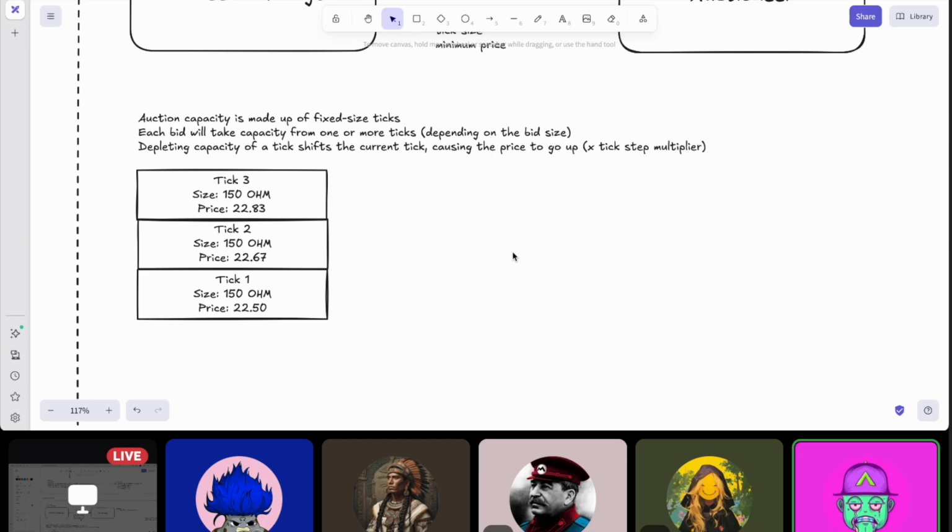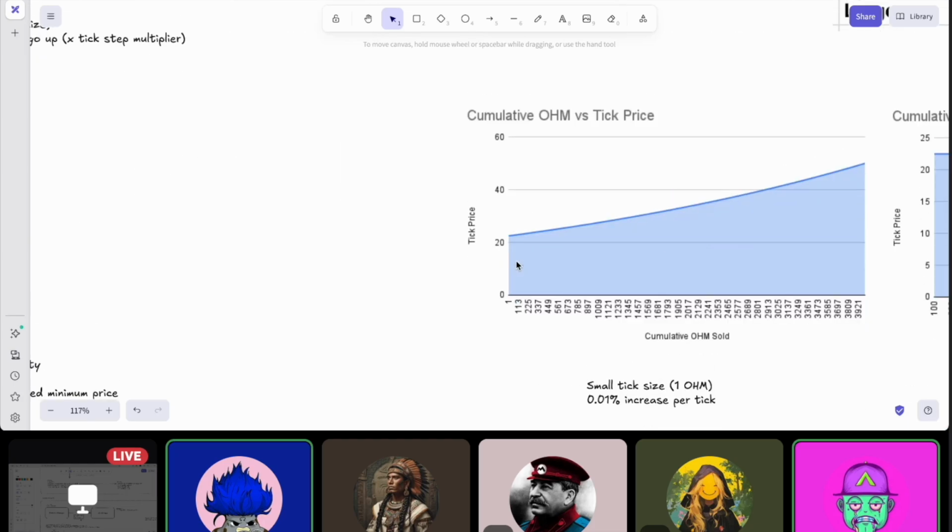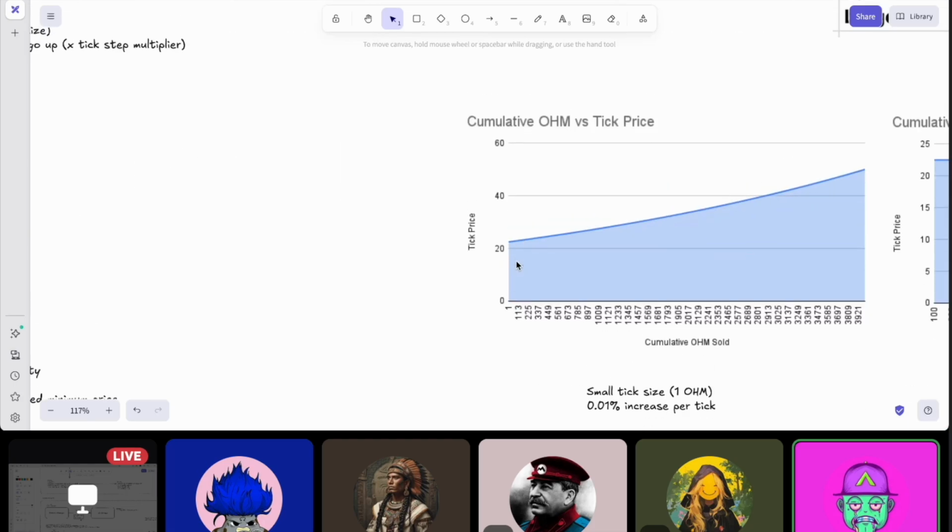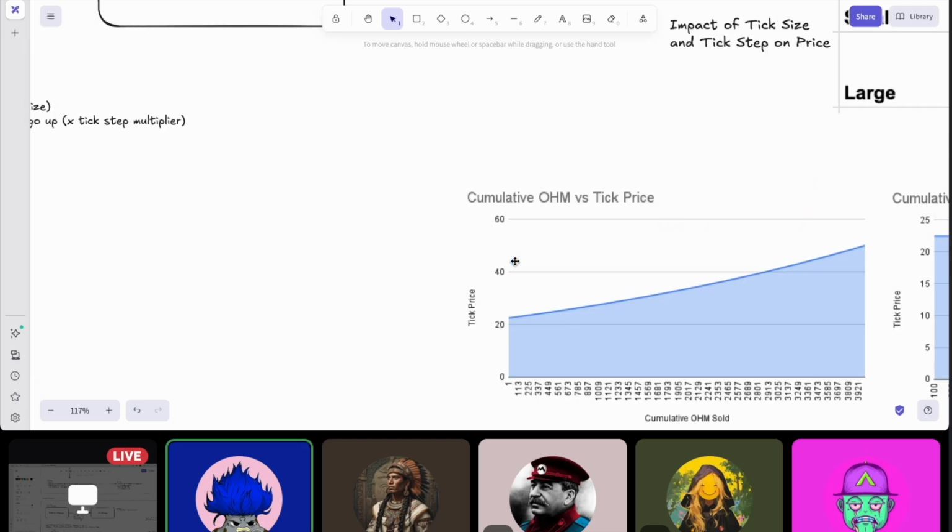We've got someone typing in chat. It is forever a gator. He said, fair to assume that tick capacity is first come, first served to bidders? Yes, that's correct. And there's an interesting mechanism here that I will get onto as well.